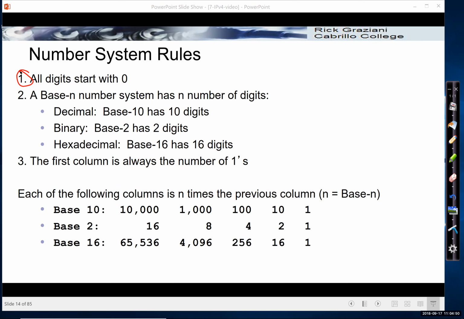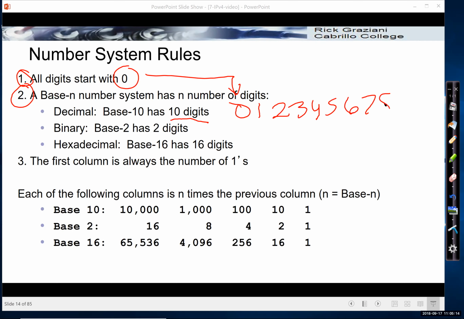Rule 2, and that's going to make more sense in a moment: the base of the number system tells us how many digits are in the number system. Base 10, the decimal number system, has 10 digits. Our first digit starts with 0, then we just count 9 more digits: 1, 2, 3, 4, 5, 6, 7, 8, 9, and that gives us our 10 digits. Binary, base 2, has 2 digits starting at 0. It has only one more digit, 1.